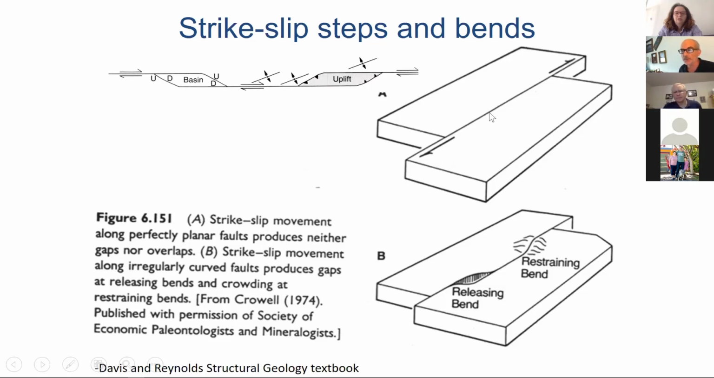So a simple strike-slip fault that has no discontinuities isn't that interesting. But as soon as we get these steps and bends, which we know exist, even in clay, we start to get all the exciting topography. So any comments or questions so far?